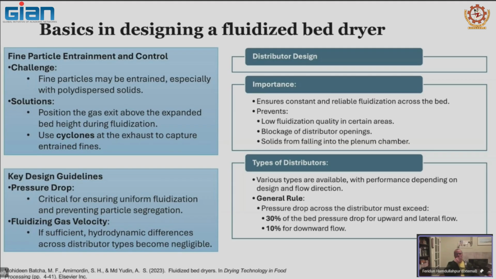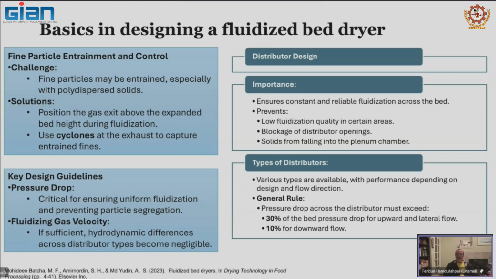And you will definitely use, even though, of course, there's no stoichiometry involved here, the more air you use, the faster the heat transfer rate, but up to a level. When it comes to the distributor, again, you will ensure that it is providing you with uniform mixing across the bed.